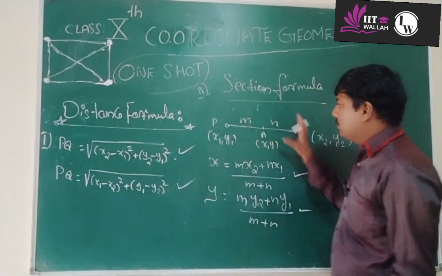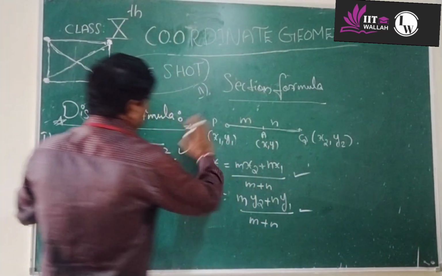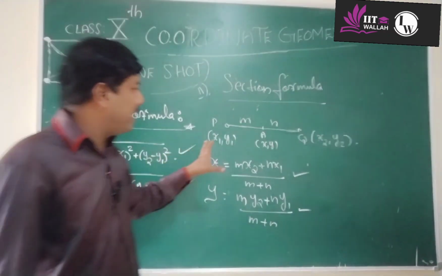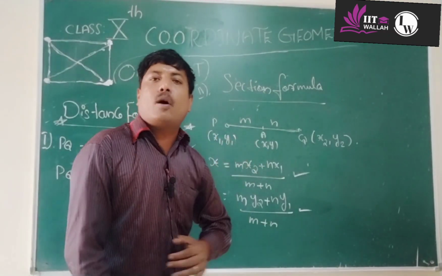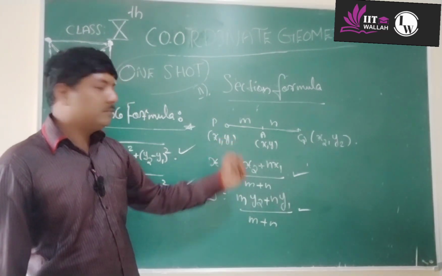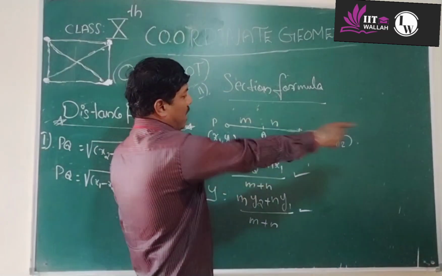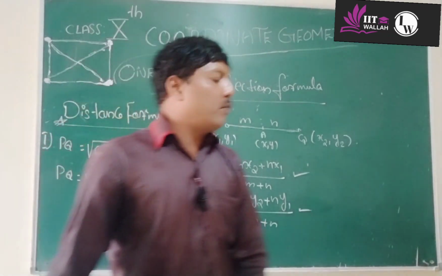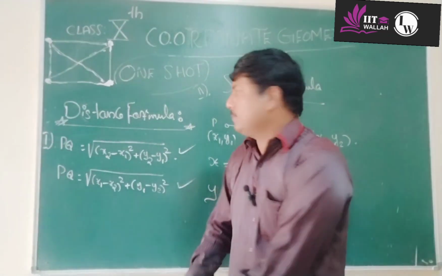These two formulae you need to understand very clearly. Then only we can do problems from this chapter. You understood clearly this. m:n is the ratio here. So you can pause the video to note it down.